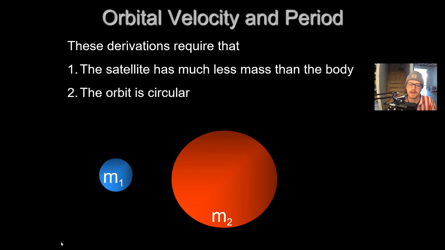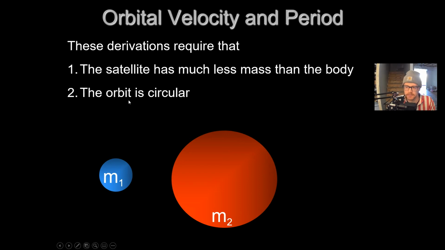around the sun. Okay, now it does rely on these two things though. These derivations require that, number one, the satellite has to have much less mass than the body. So that means that M1 here has to be significantly smaller than M2. Number two, the orbit has to be circular, relatively speaking.